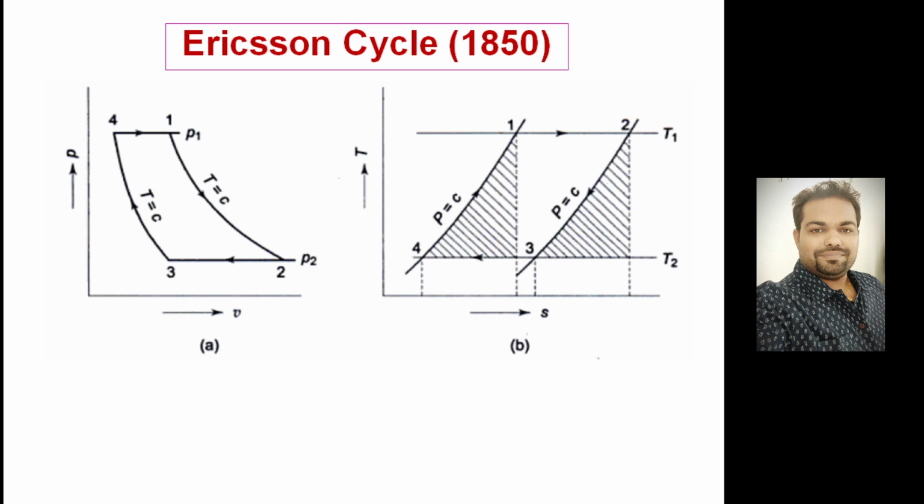Next one, the Ericsson cycle. Immediately after that, the Ericsson cycle came into existence. The Ericsson cycle has two constant pressure processes and two reversible isotherms. Process 1 to 2 is isothermal, followed by 2 to 3, then 3 to 4 and 4 to 1. That can be drawn over the T-S diagram. These are the constant pressure lines and these are the constant temperature lines.